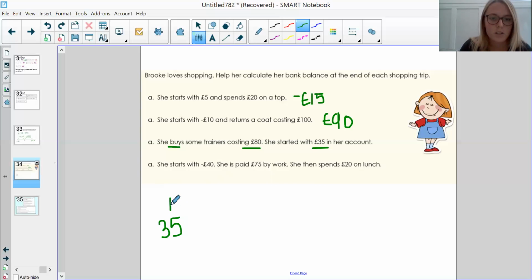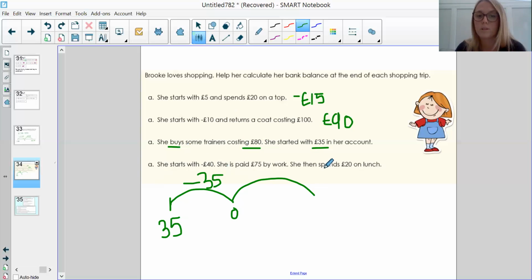Okay, so to jump to the 0, we would subtract 35. Okay, so how much has she got left to subtract from the £80? So if we take away 30 from 80, we get to 50. And if we take 5 away from 50, you would get to £45. Okay, so she's got £45 left to subtract. So after that shopping trip, she would end up with a negative bank balance again, negative £45.